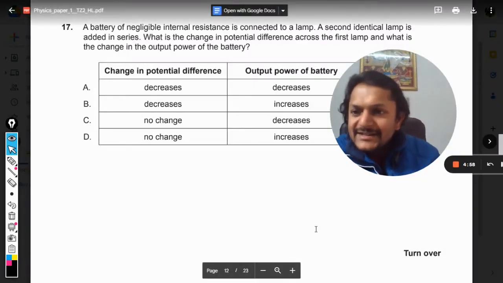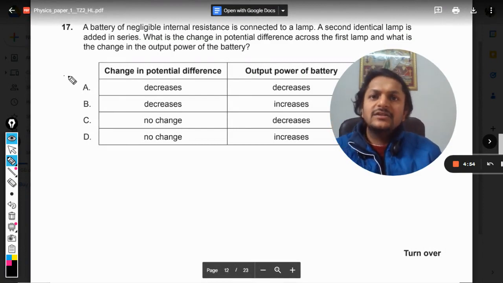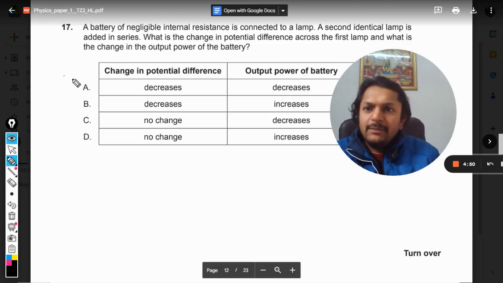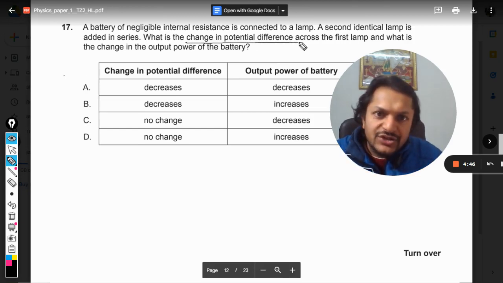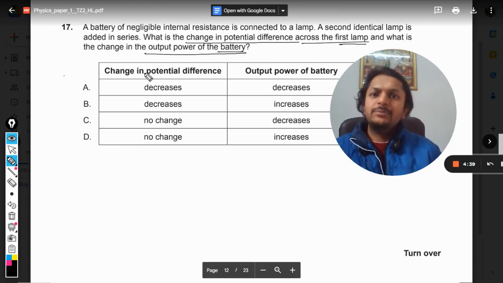Okay, dear students, let us see what is there in this question. A battery of negligible internal resistance is connected to a lamp. A second identical lamp is added in series. What is the change in potential difference across the first lamp? And what is the change in the output power of the battery?